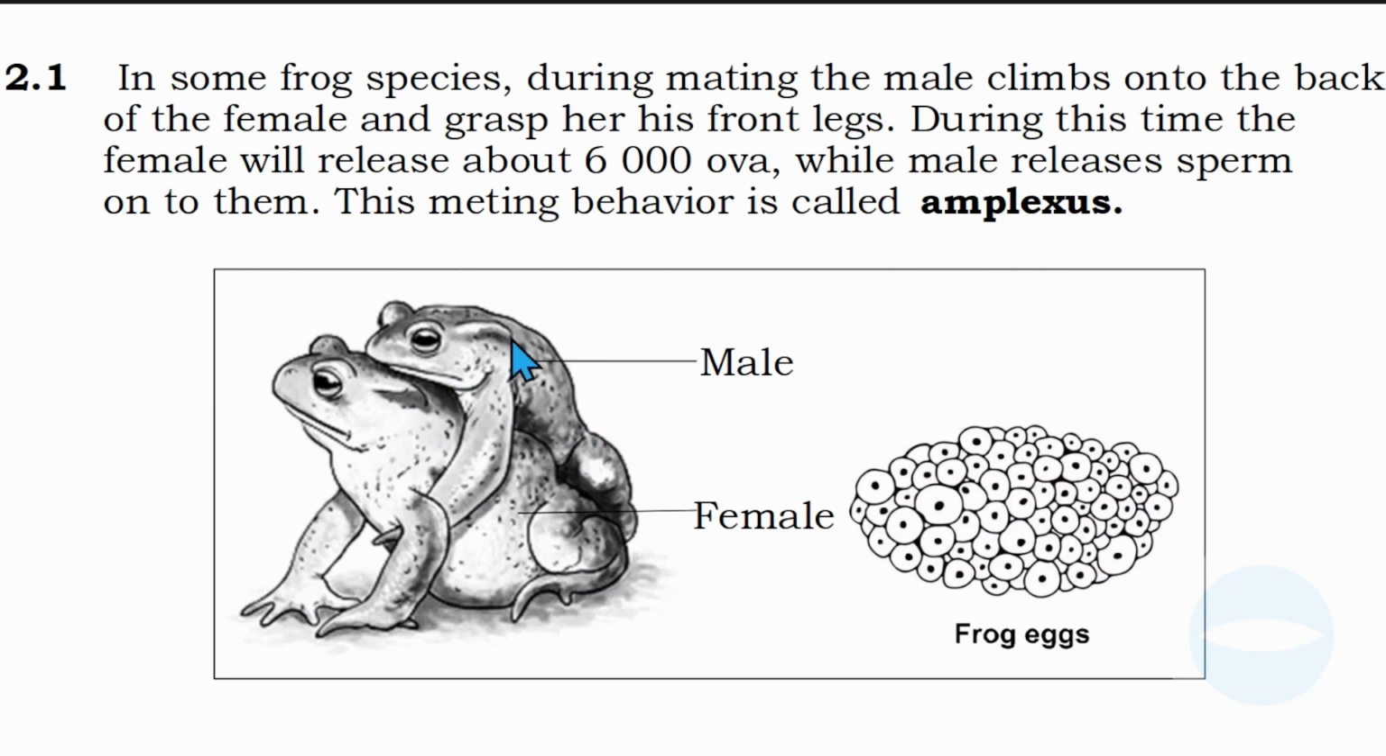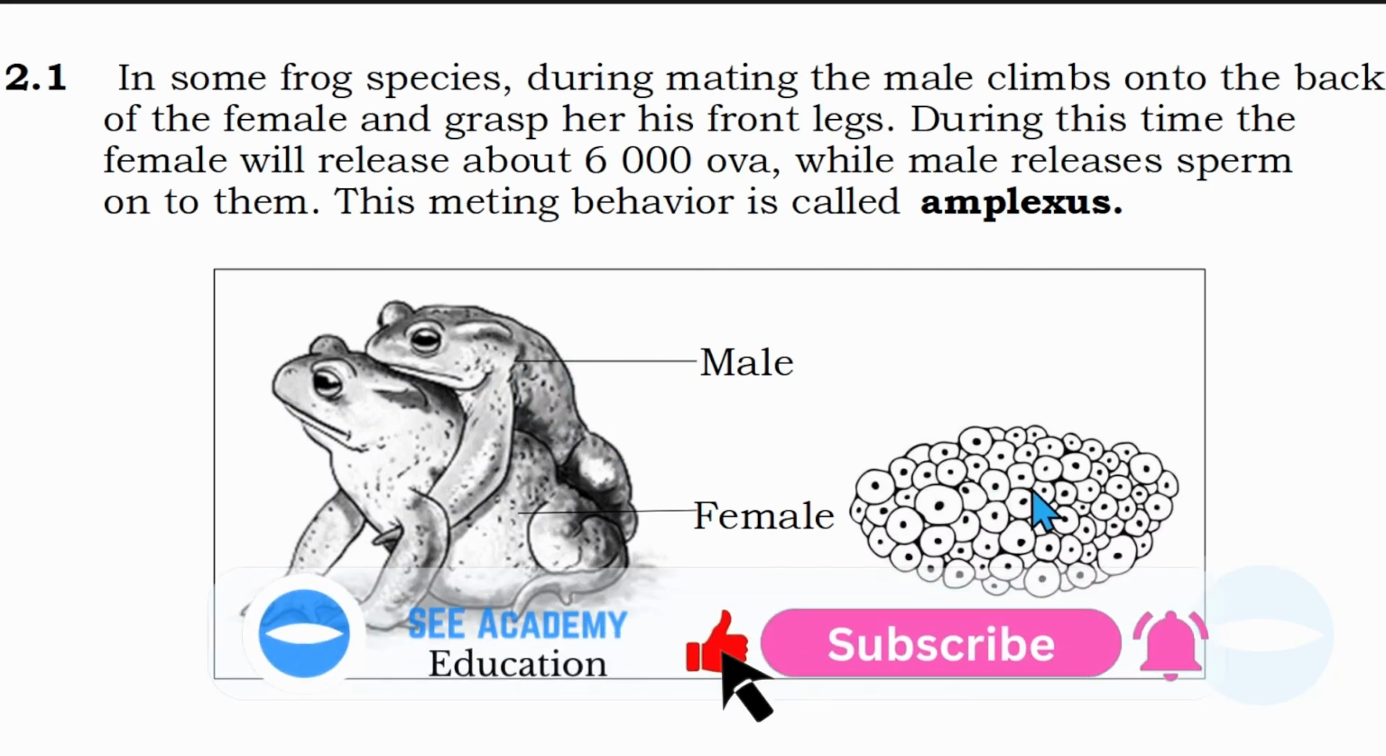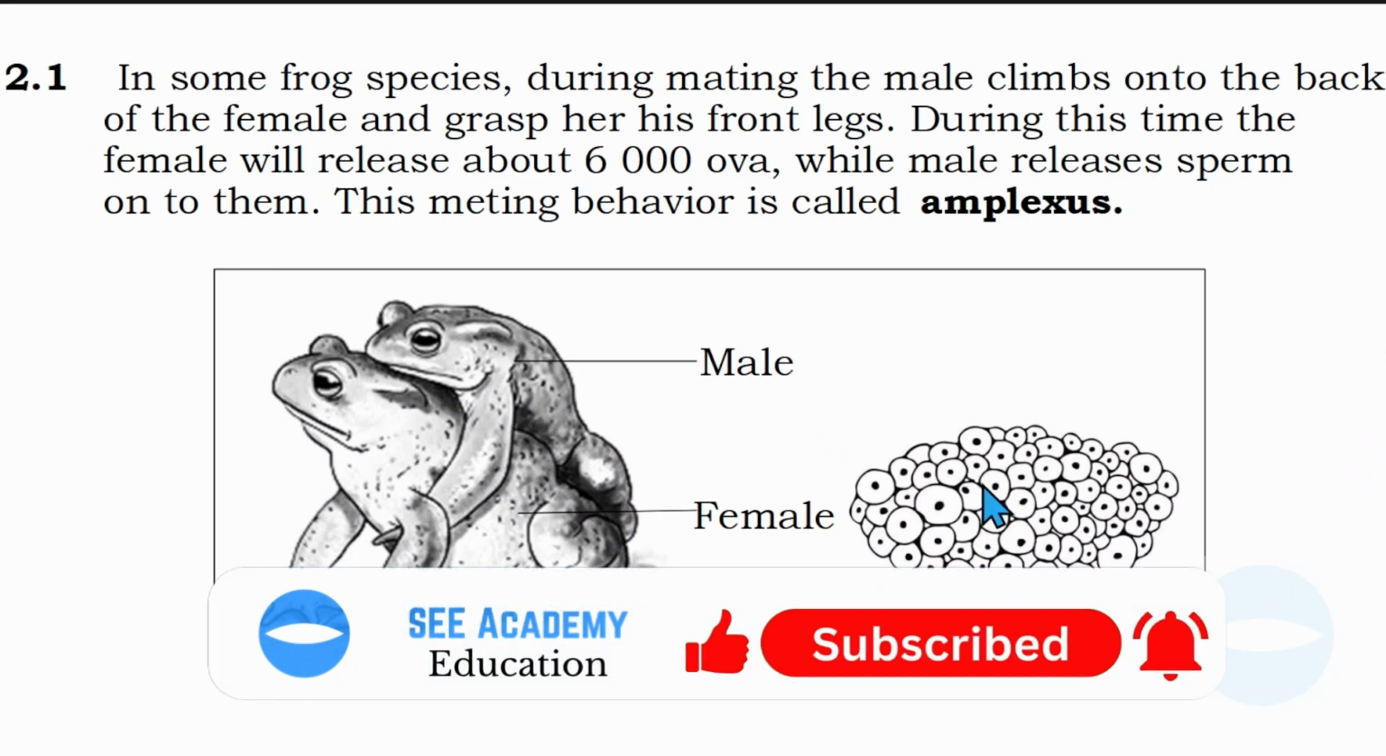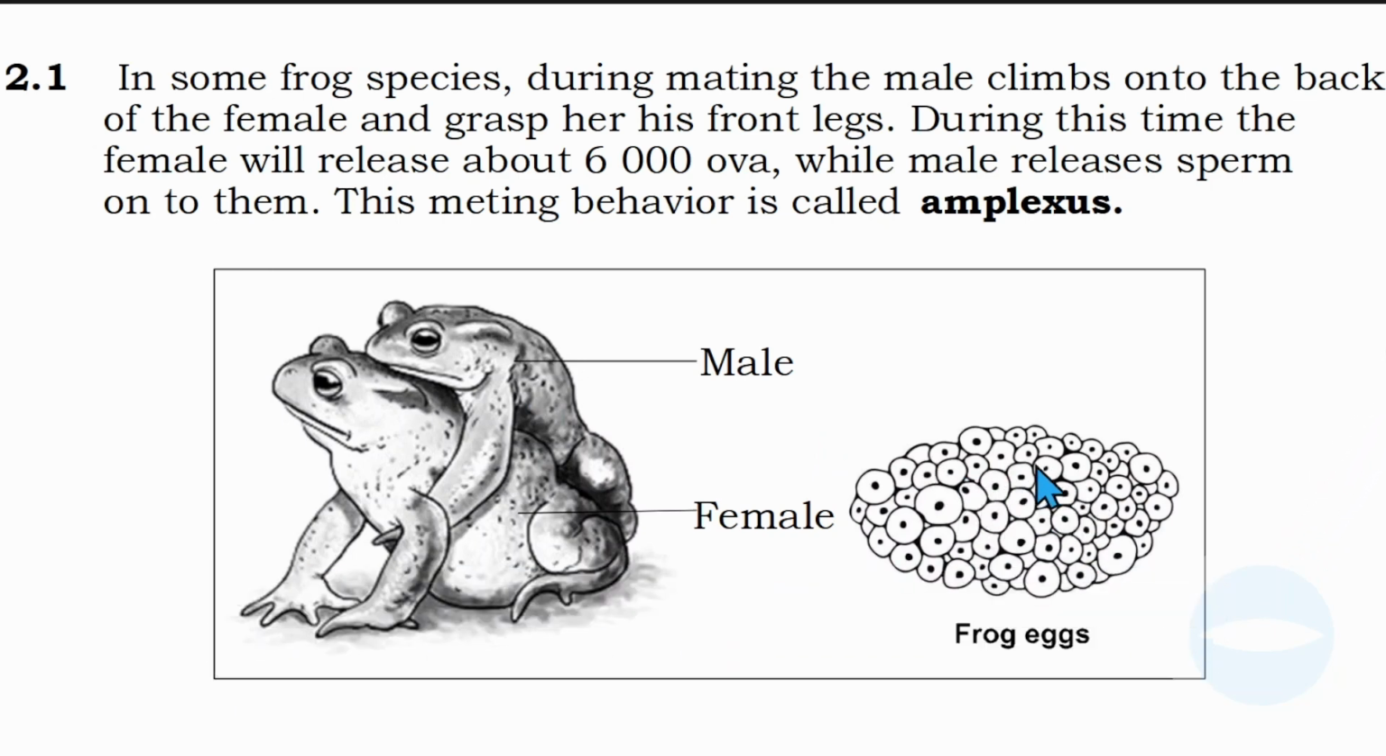Here is the information about this diagram. There are two frogs, one at the back of another: the female frog and the male frog. When the male frog climbs onto the back of the female frog and grabs her front legs, the female starts to release many ova, and the male releases sperm on top of these ova, these eggs. So these eggs will be fertilized.